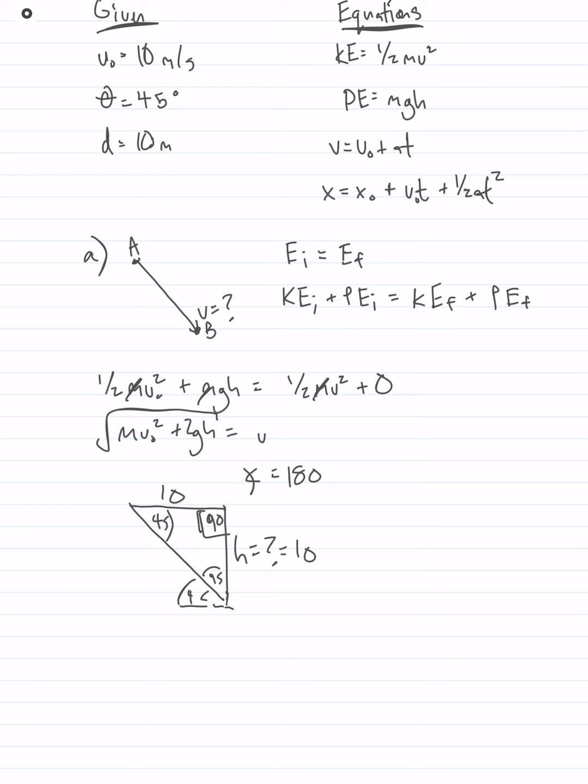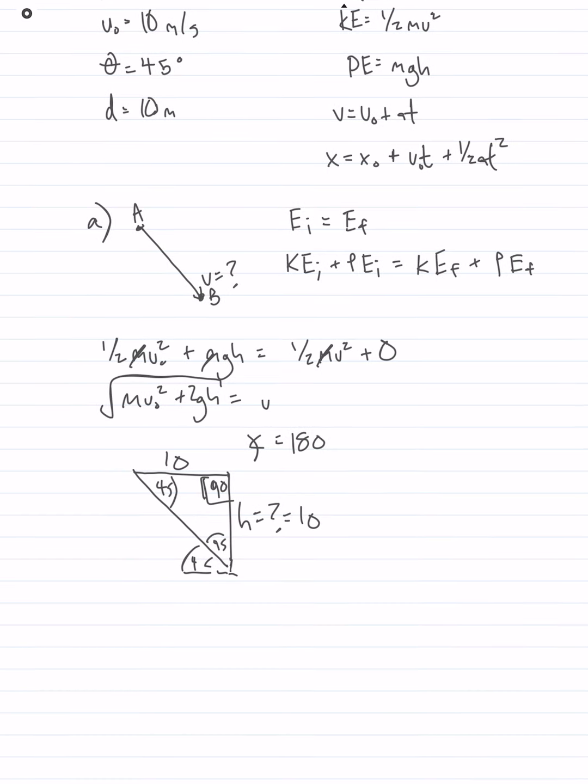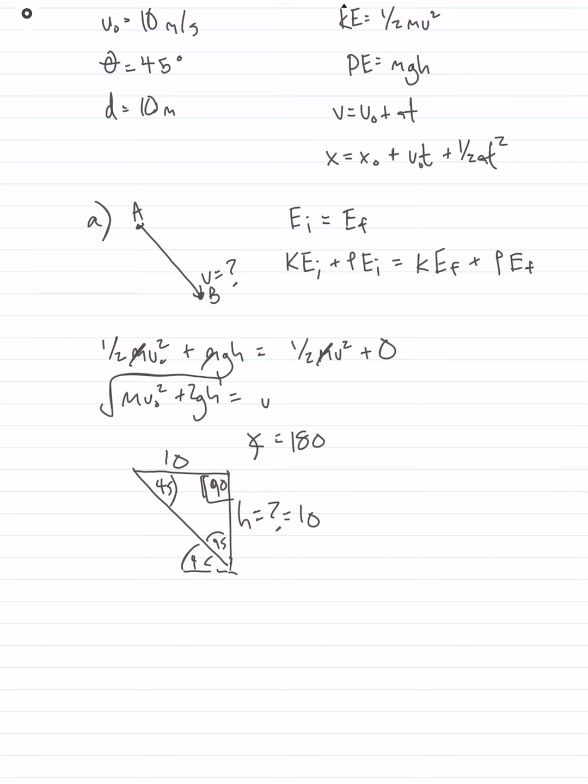What you can do first is find the hypotenuse, and then find the side of h. I'll leave that to you if you'd like to do it, but this is just something that you should know that's equal to 10. So when you plug that value in, you get 17.2 meters per second. And that's the answer to part A.